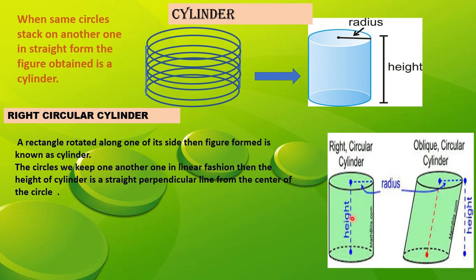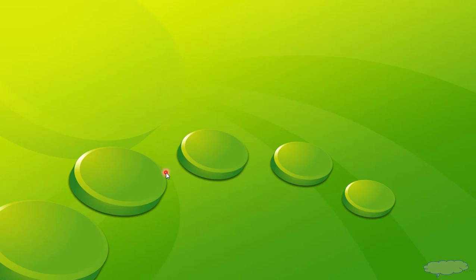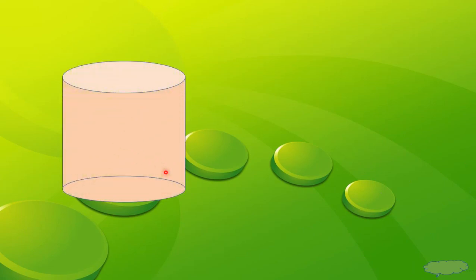So this is known as the right circular cylinder, whereas here the height is not a perpendicular line, so this is not a right circular cylinder. When we are talking about the cylinder in this chapter, it is considered to be a right circular cylinder. So on the basis of this, let us derive the formula for the surface area of this particular cylinder, or we can say right circular cylinder.